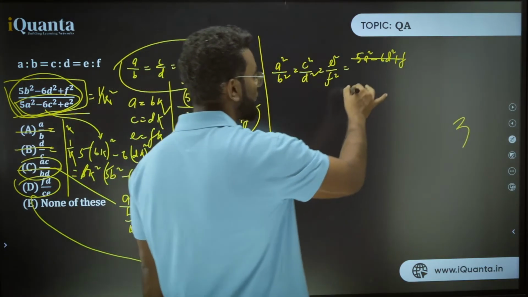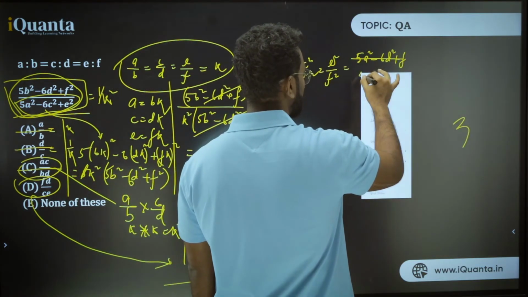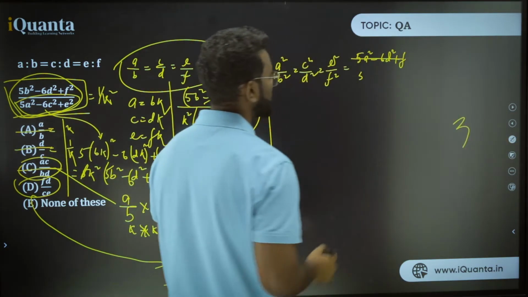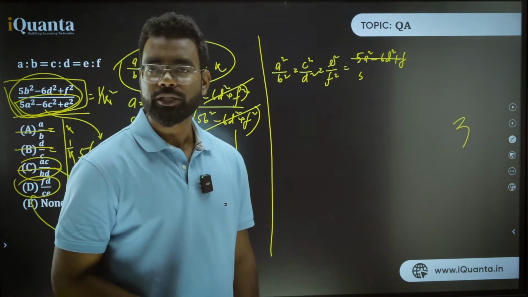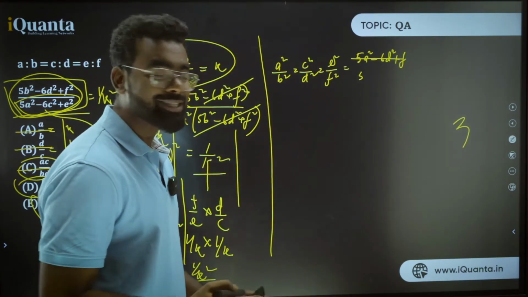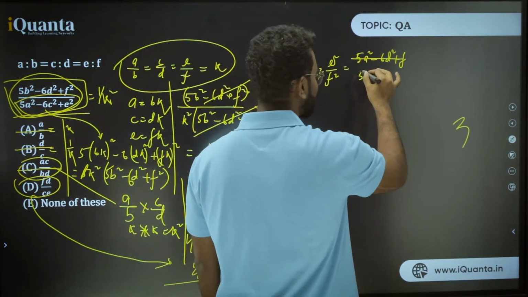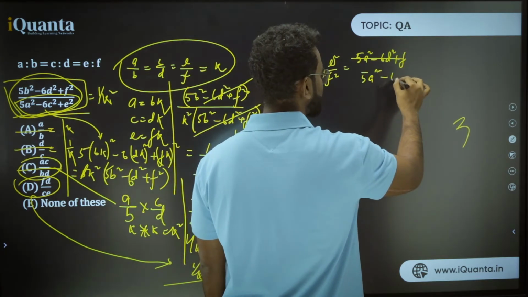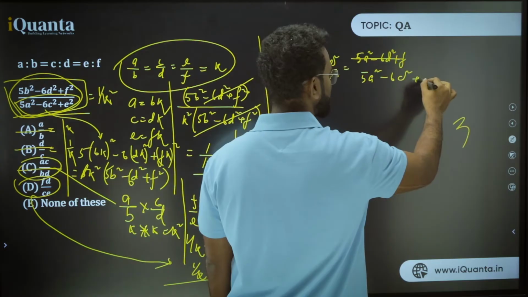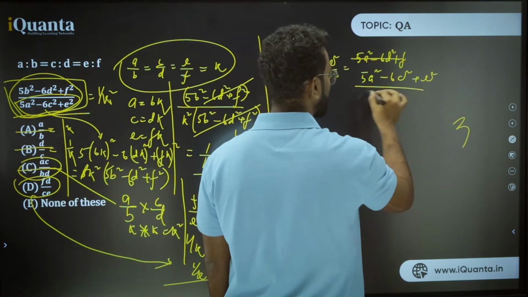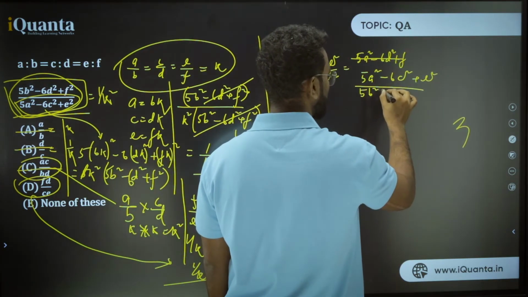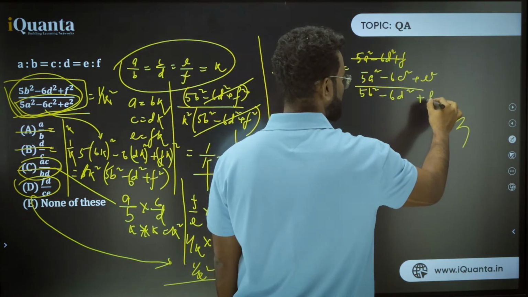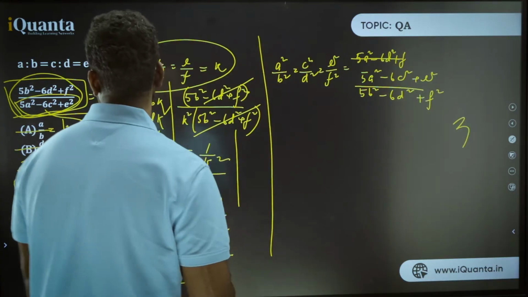It has to be equal to, like anything, if I do... basically, a square upon b square equals c square upon d square equals e square upon f square. It has to be equal to any linear arrangement of this, which is 5a square minus 6c square plus e square upon 5b square minus 6d square plus f square. Now think about it. In the question, what do I need to do?